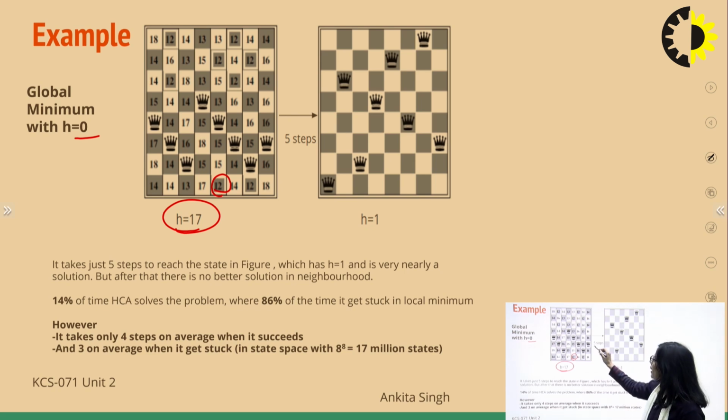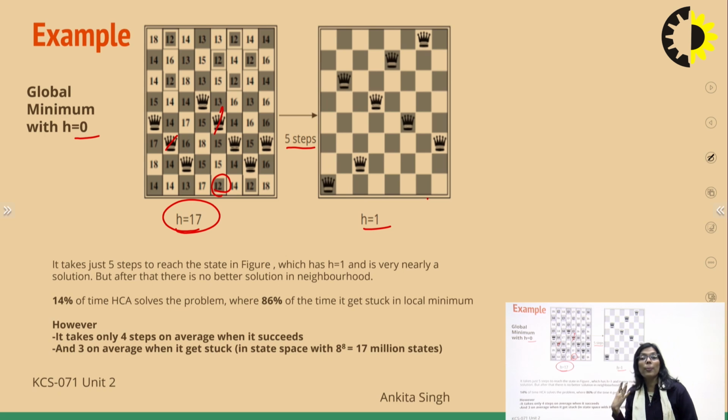So with 5 steps, I can reach this board configuration where my heuristic value is 1. Understood? The movement of 5 queens. Which queens have I moved? I have moved this queen. I have moved this queen. Okay. And I have moved this queen. So likewise, I have moved 5 queens and I have reached this configuration whose heuristic value is 1.